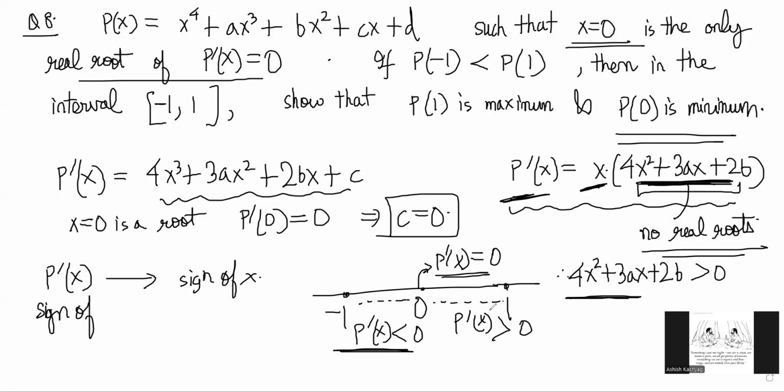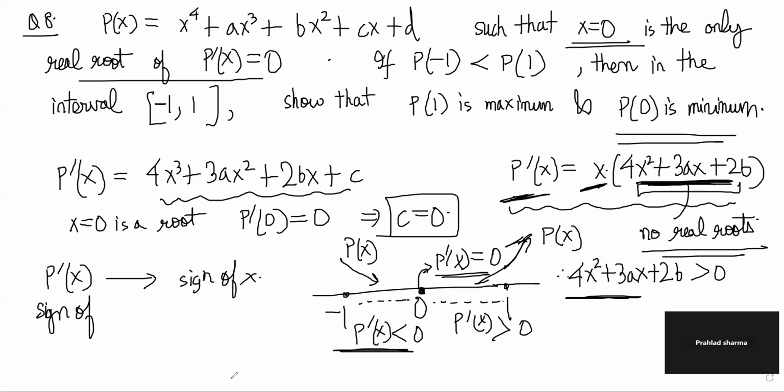Correct? So the graph is decreasing. The p of x graph is decreasing. Then this point is the minima, and then afterwards it was increasing, right? So it is obvious that p of 0 is minimum, right? Correct? And the maximum will be whatever is bigger, either p of -1 or p of 1, right?